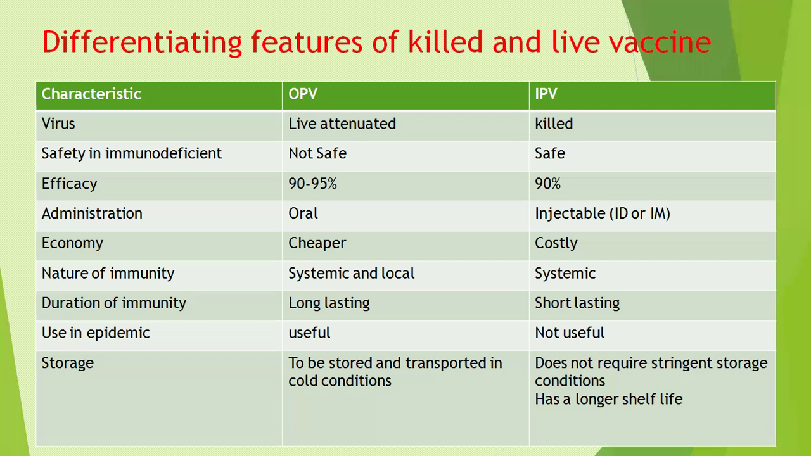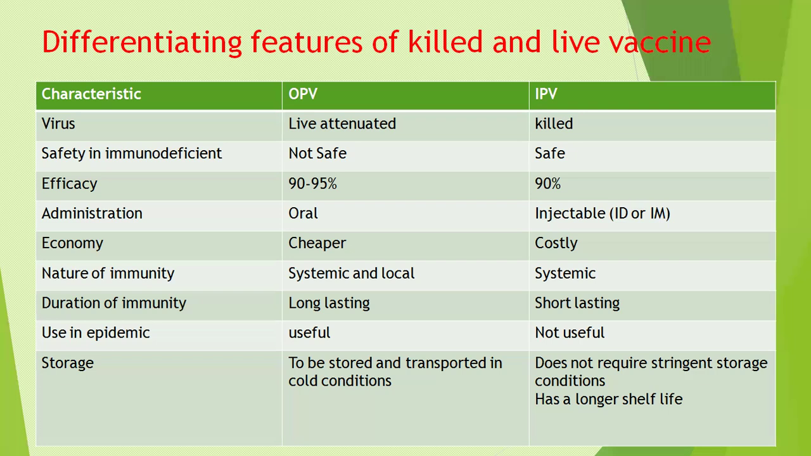And storage conditions also, OPV should be stored and transported in cold conditions. So 100% cold chain we should maintain. They should be stored at -20 degrees centigrade, and they are stabilized by using magnesium chloride, and the pH should be maintained at less than 7. But in case of IPV, it is very stable, and it does not require any stringent storage conditions because it has a longer shelf life.